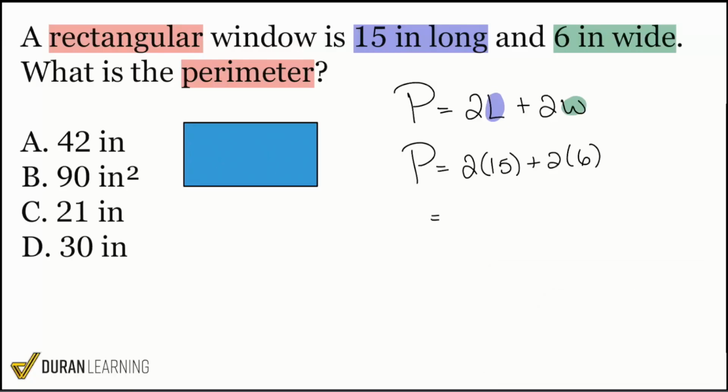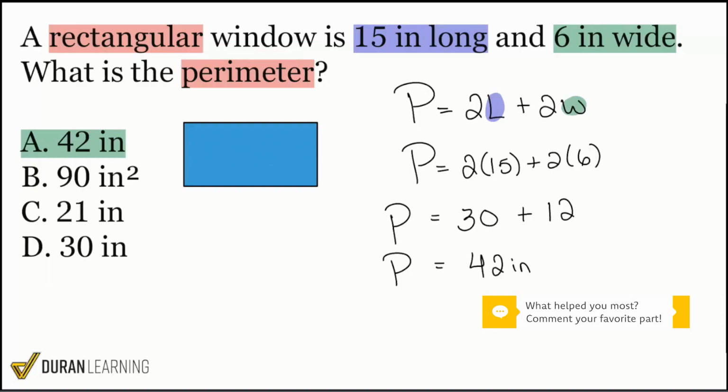Everyone, if we multiply 15 by 2, what do we get there? 15 multiplied by 2 gives us 30. And then 2 multiplied by 6 gives us 12. Add those together, and that gives us a total here of 42 inches. Perimeter is just going to be inches, not square inches, because it's just distance. And so that gives us the correct answer here, answer choice A, after plugging and chugging into that correct formula.